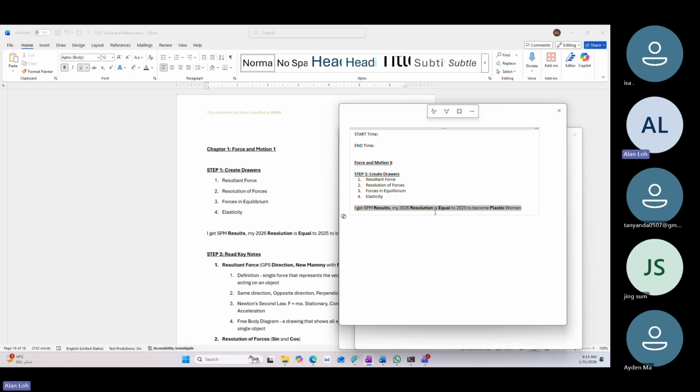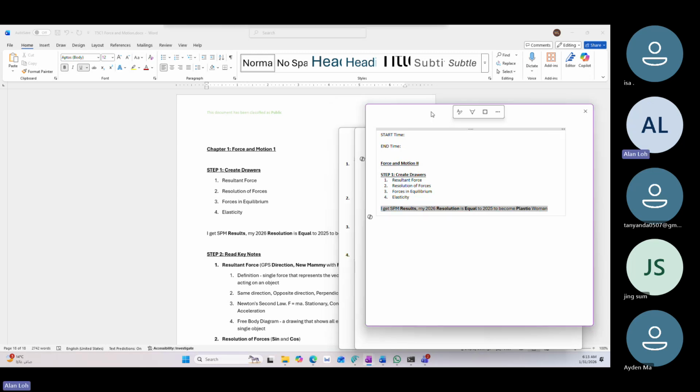So I hope you're going to write it down and remember this. It's a very short story, and it's easy to remember. You get your result. It can be SPM, or for Aiden, it can be your social science results, or whatever big exam result that can trigger emotions. You get your exam result, then this year's resolution is equal to last year's: to become plastic man or to become plastic woman. Okay, so that's step number 1.